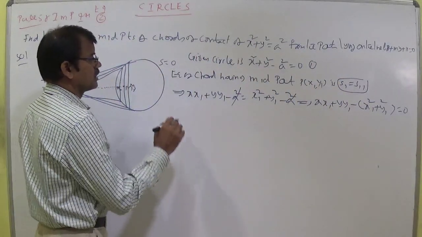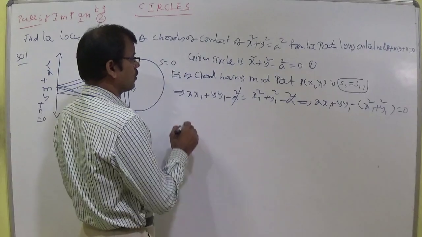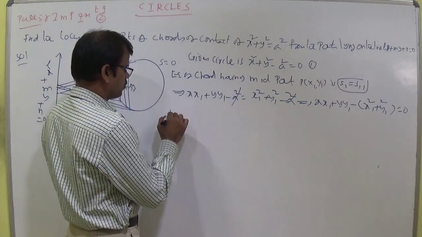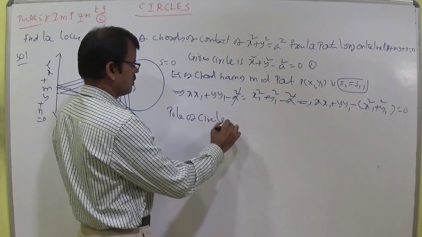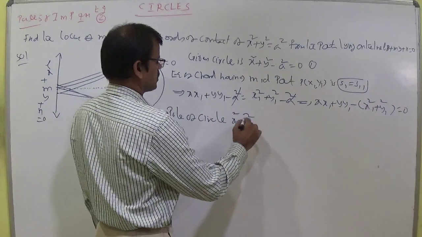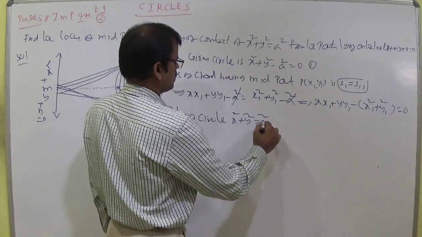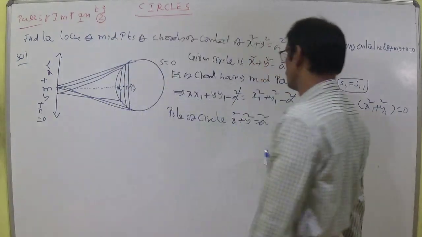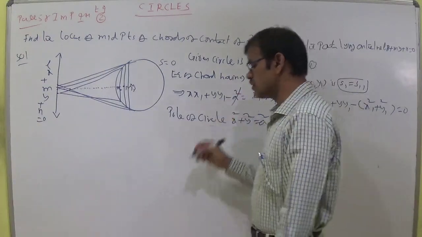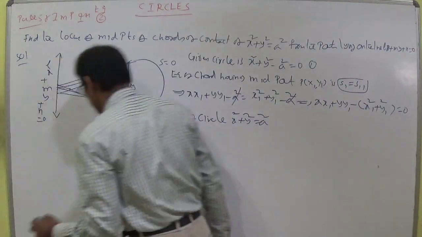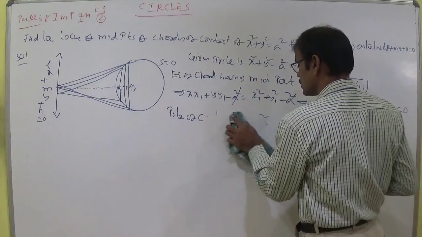Now let us discuss the pole formula. Pole of a line with respect to the circle x square plus y square is equal to a square.